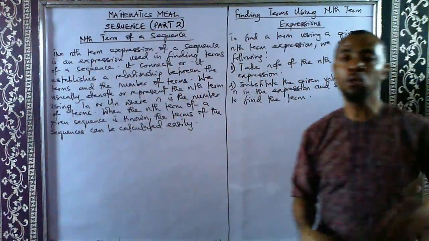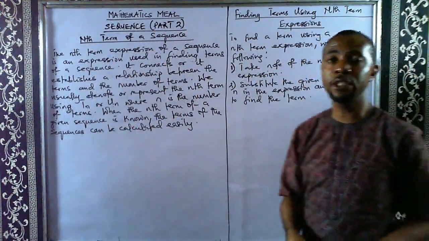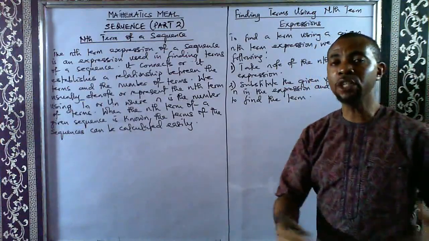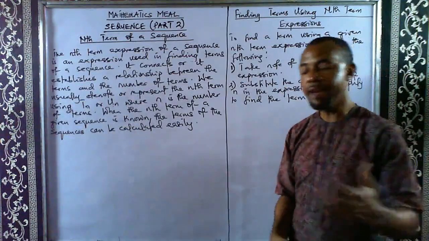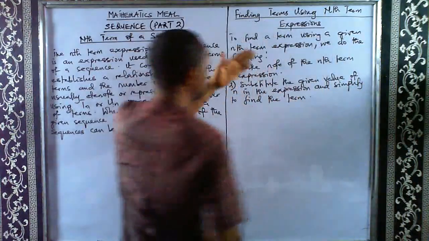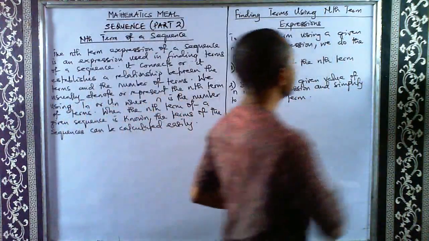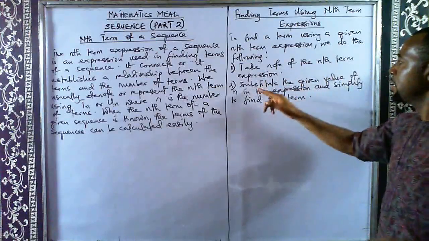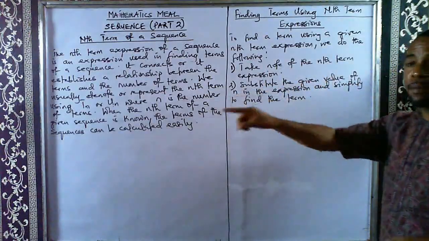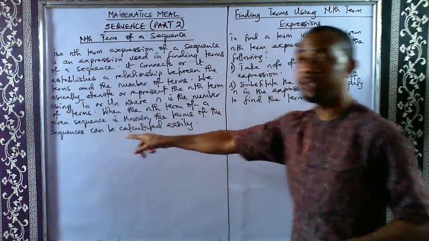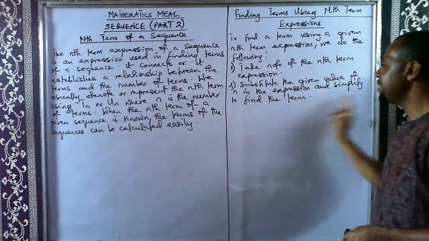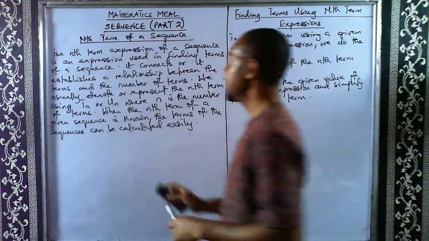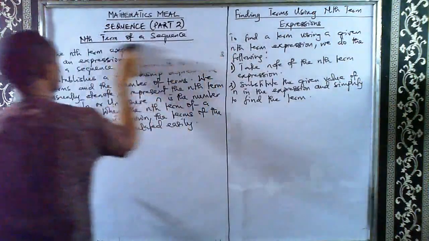terms in a sequence. So once the n-term expression of a given sequence is known, then we can actually find the terms of that sequence. So the question is, how do we use the n-term expression in finding the terms of a sequence? We say to find a term using a given n-term expression, we do the following. Take note of the n-term expression, then substitute the given value of n. You remember we have defined n as the number of terms in the expression, and simplify to find the term. Okay, quickly, we're going to take examples. Let's take examples on that.